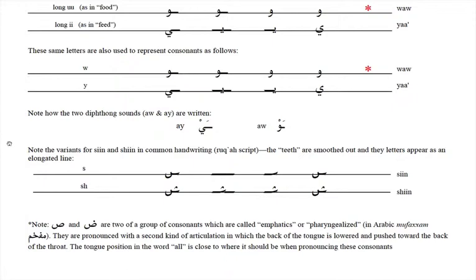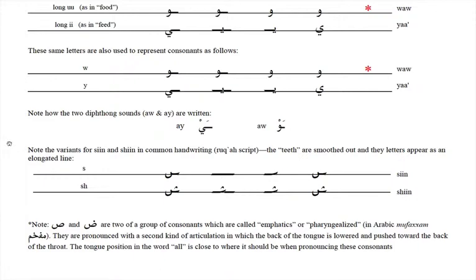The waw and the ya. The waw and the ya represent two sounds each. The first of them is a long vowel. So, for example, waw is a long oo sound, as perhaps in English, food, and ya represents the long e sound, as in feed. In addition, waw and ya also represent a glide. So, for example, the w sound in English, and the ya represents the y sound in English.